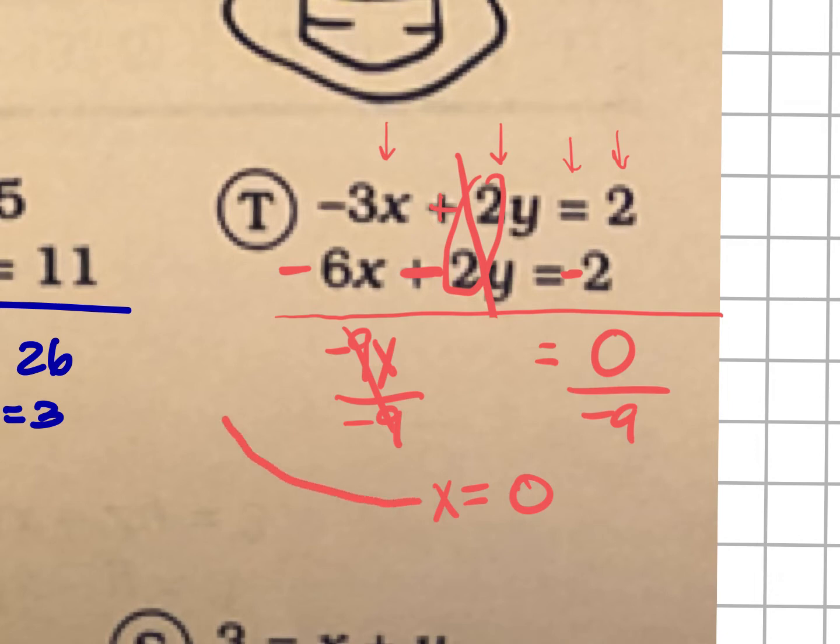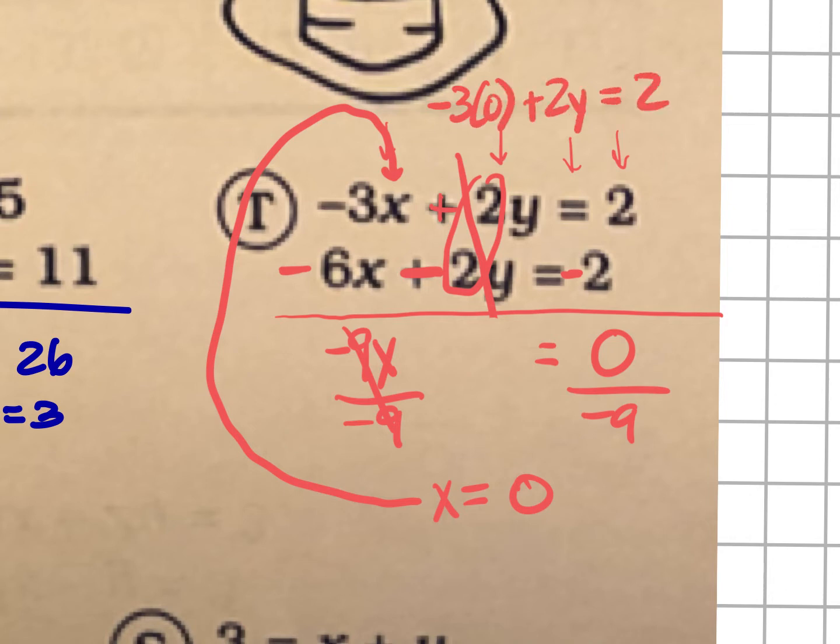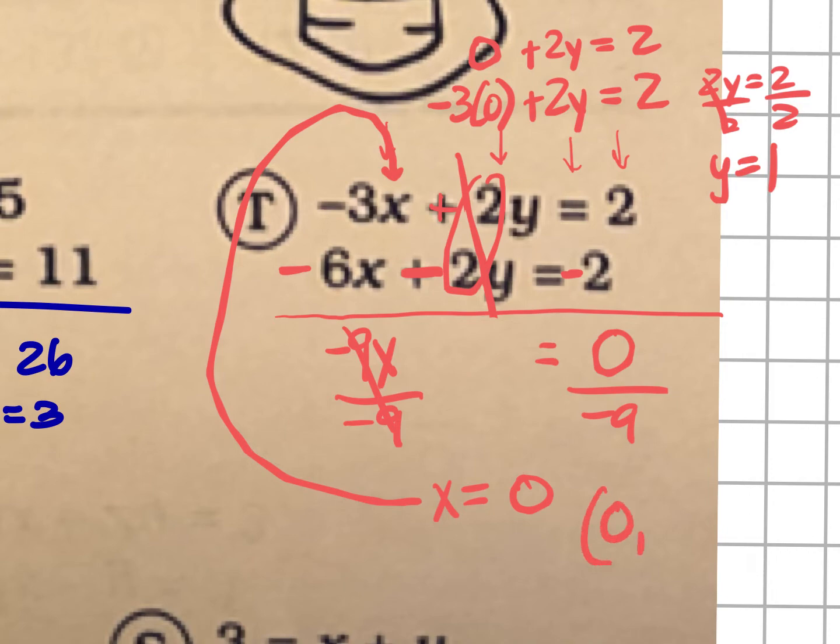When I'm done with this, I have to go back to the top, and I have to say, okay, negative 3 times 0 plus 2y equals 2. Well, negative 3 times 0 is just 0 plus 2y equals 2. So 2y equals 2. I divide by 2. I think it's pretty obvious y equals 1. So in this equation, x is 0 and y is 1.